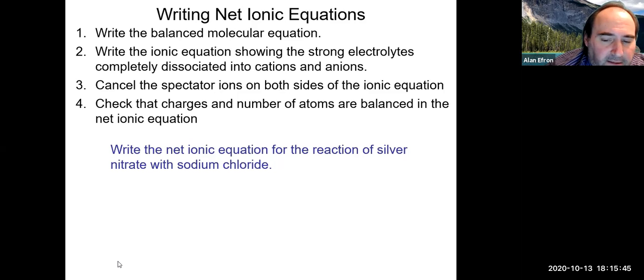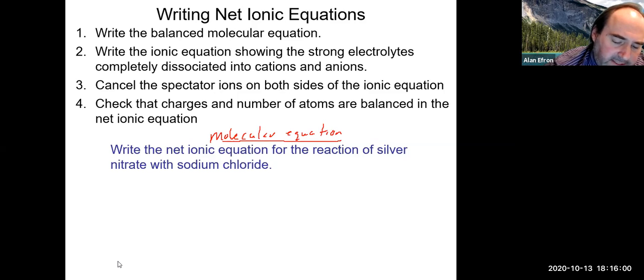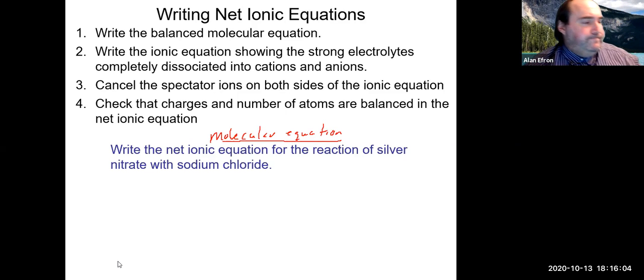Write the net ionic equation for silver nitrate and sodium chloride. Why don't we first just start with the molecular equation? So start with the molecular equation. Take a minute or two and write the molecular equation, not the net ionic equation. We'll get there together, but start with the molecular equation first. Also include the states using the solubility rules that we were talking about. And again, this slide might be a little bit off from your notes, somewhere a little bit later on, I think.